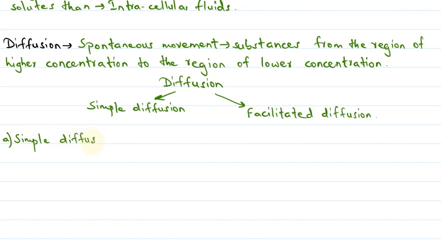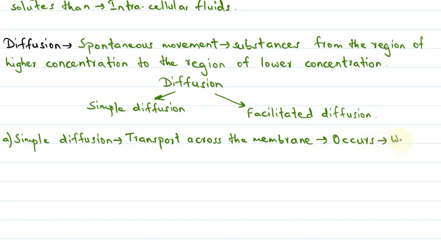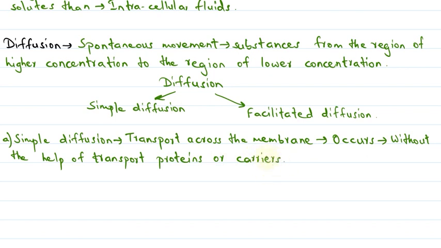Simple diffusion. So here what happens, the transport across the membrane takes place without the help of any transport proteins. Here, how does transport across the membrane occur? It occurs without the help of what? Transport proteins, without the help of transport proteins or any carriers. Okay, so this process is known as simple diffusion.